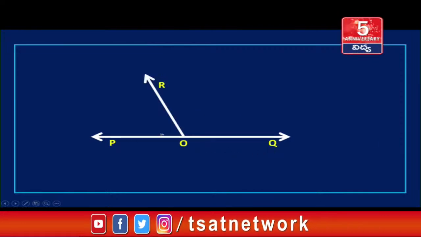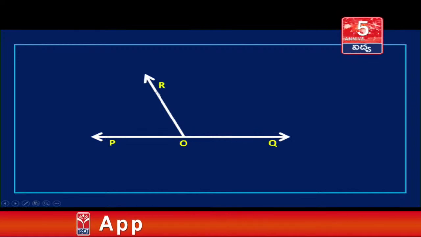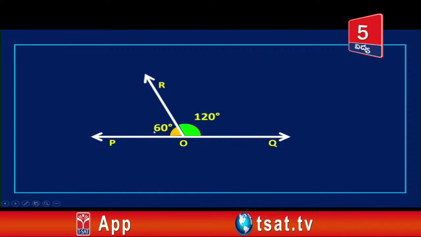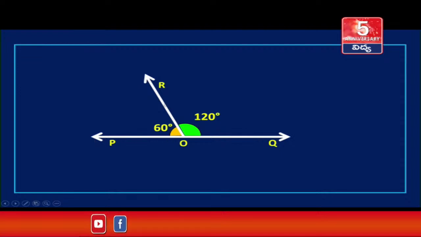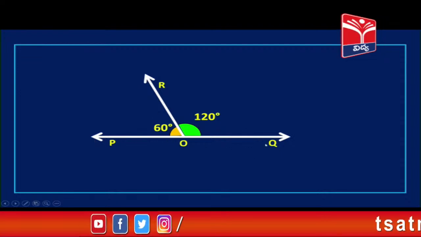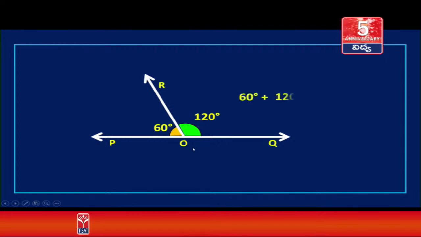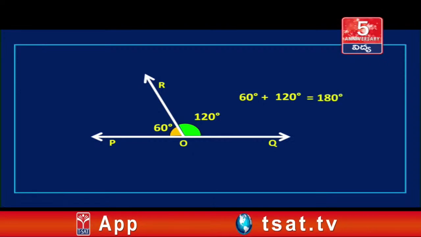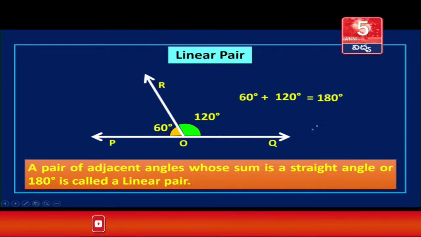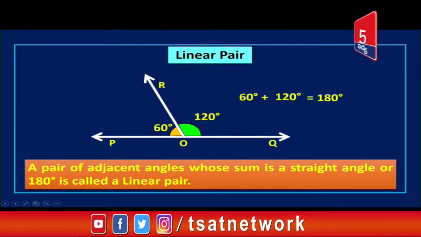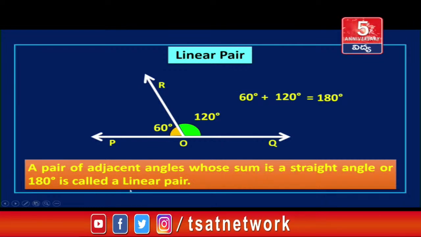You can observe angle POR, angle QOR. We have already learned about adjacent angles. In this figure, you can observe angle POR is 60 degrees, angle QOR is 120 degrees. You can add this one: 60 plus 120 is 180 degrees, is called a straight angle. This is a linear pair. A pair of adjacent angles whose sum is a straight angle or 180 degrees is called a linear pair.